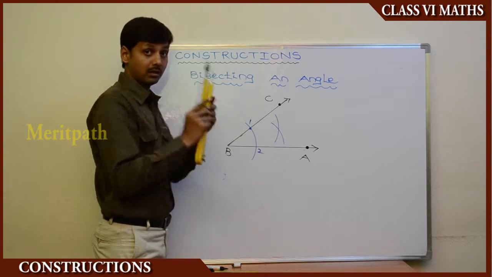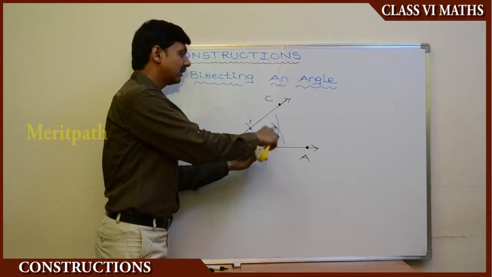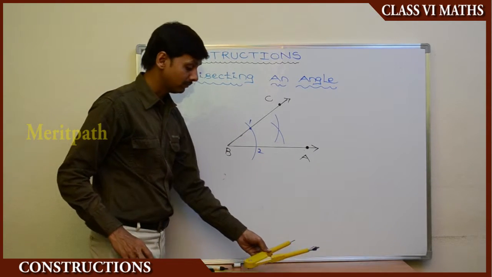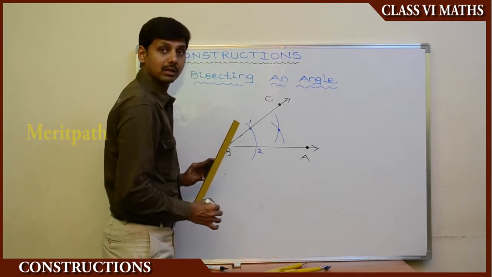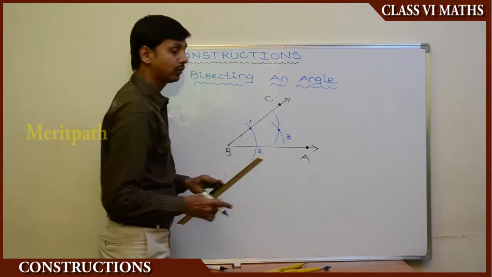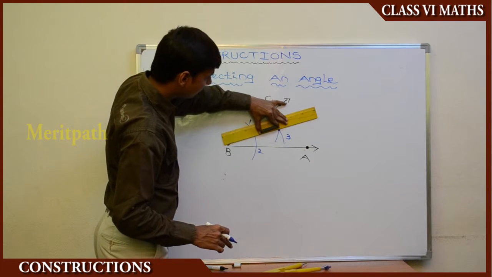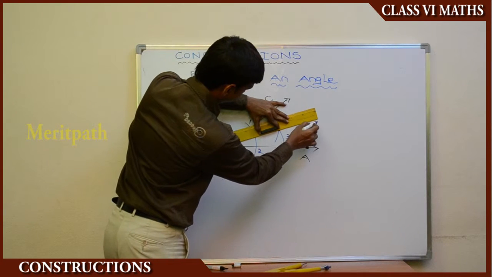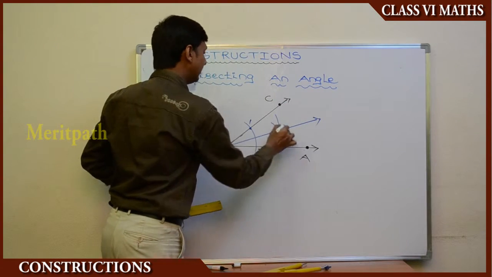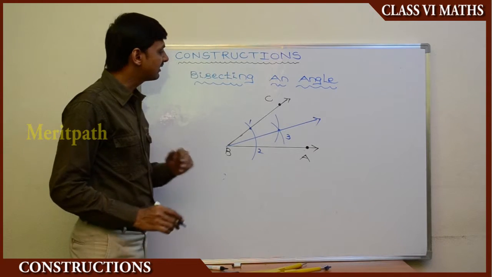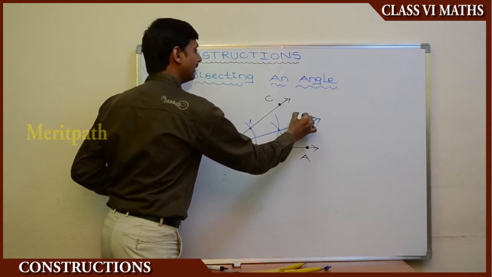With 1, with the same radius, we made an arc. With 2, cut this arc. We got one more arc here. The point where the arcs meet, we take it as 3. So the vertex B and 3 should be joined together. We join this point 3 and vertex B. Now let's name this point D.